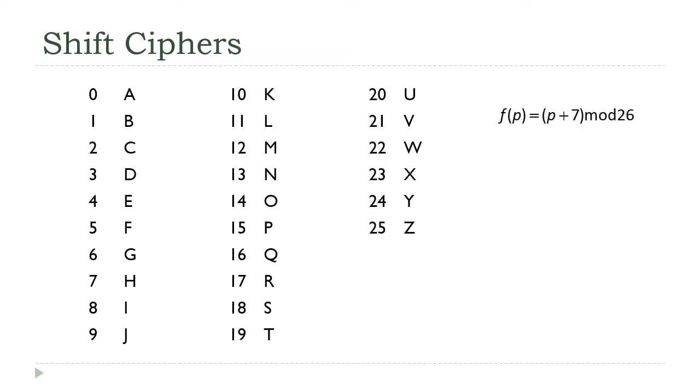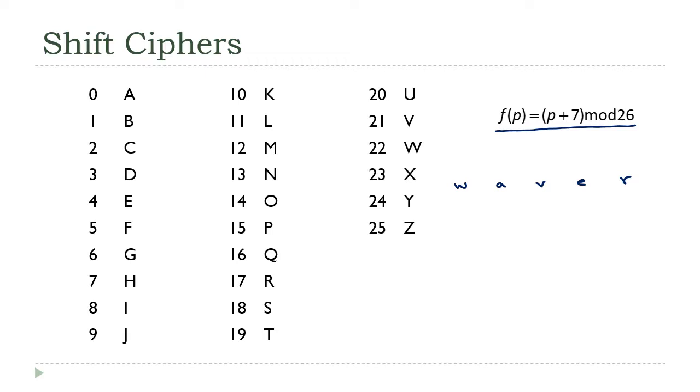So suppose we want to encode a message by shifting everything by 7 letters. To do that, we would use this function, f of p equals p plus 7 modulo 26. So let's try doing that using the word waiver. If you like, you can go ahead and pause, try this out yourself, then come back and we'll do it together.